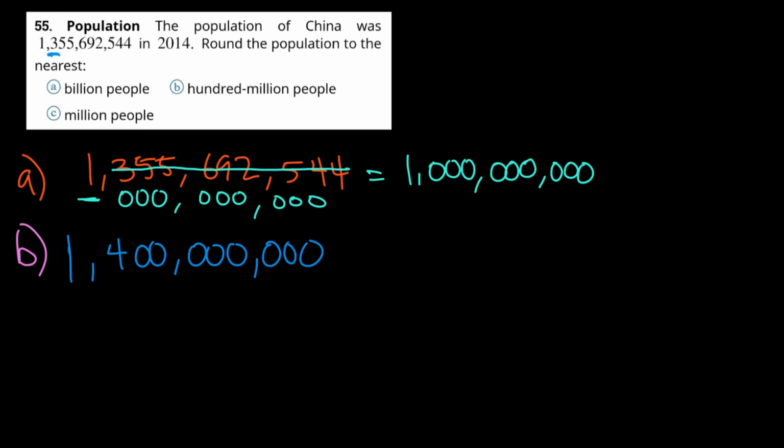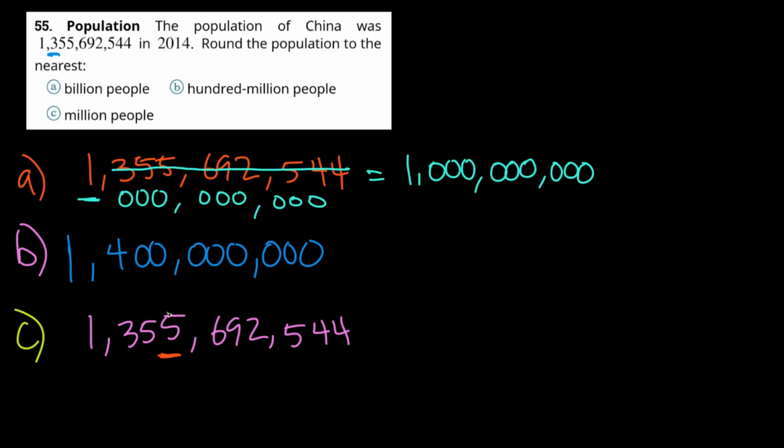Let's try part C. I'll just write it out this time. Part C, we have 1,355,692,544. Part C, rounding to the nearest million. This is the millions place, this 5 right here. So look to the digit to its right. 6 is greater than 5, which means we are going to round up. So we add 1 here and change all of these digits to zeros.